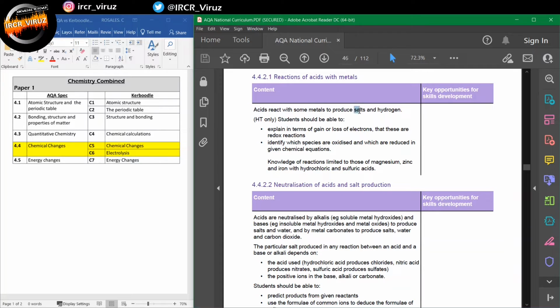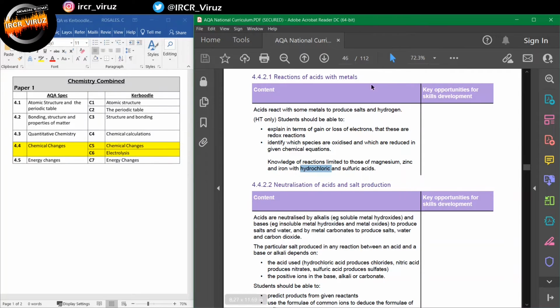Okay, and the name of the salt is going to depend on the acid and on the metal. So for instance, if you have iron reacting with hydrochloric acid, the name of that salt would be iron chloride. If it was reacting with sulfuric acid, the name of the salt would have been iron sulfate. Okay, so the name of the metal always goes first, and then depending on the acid being used, you're going to have the second half of that.